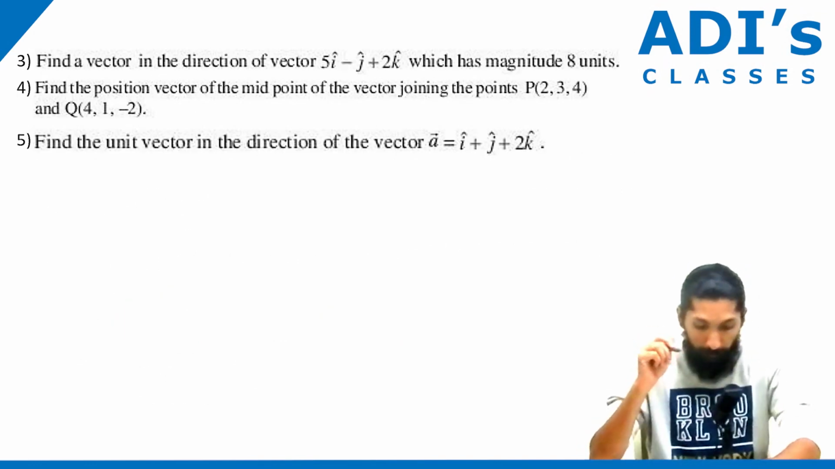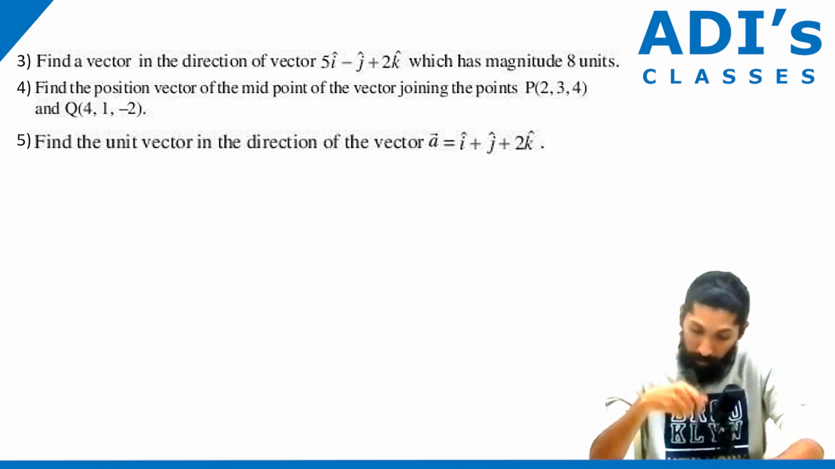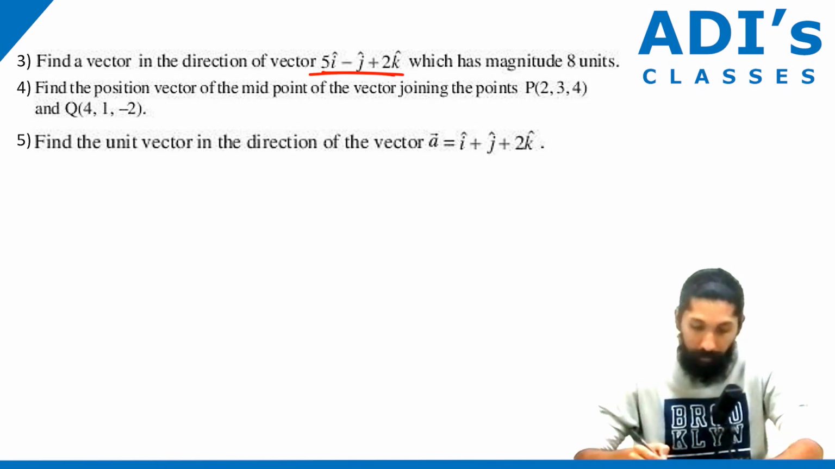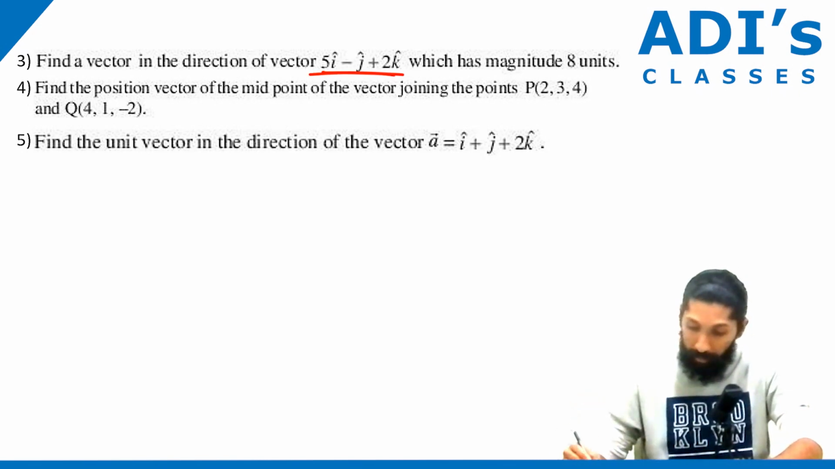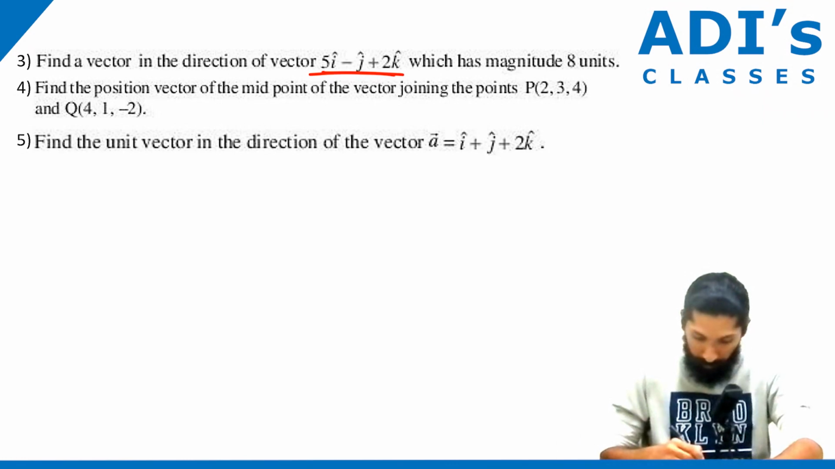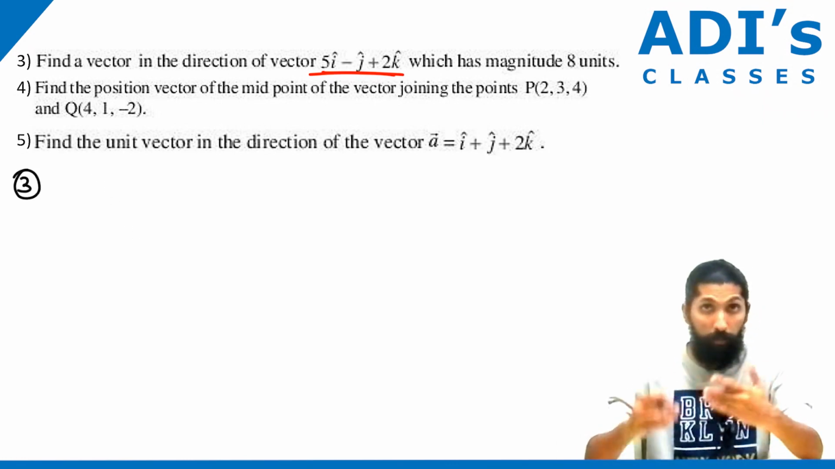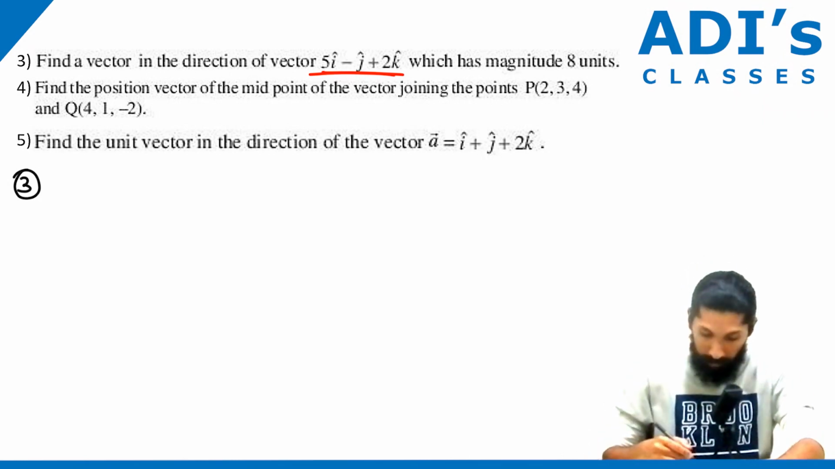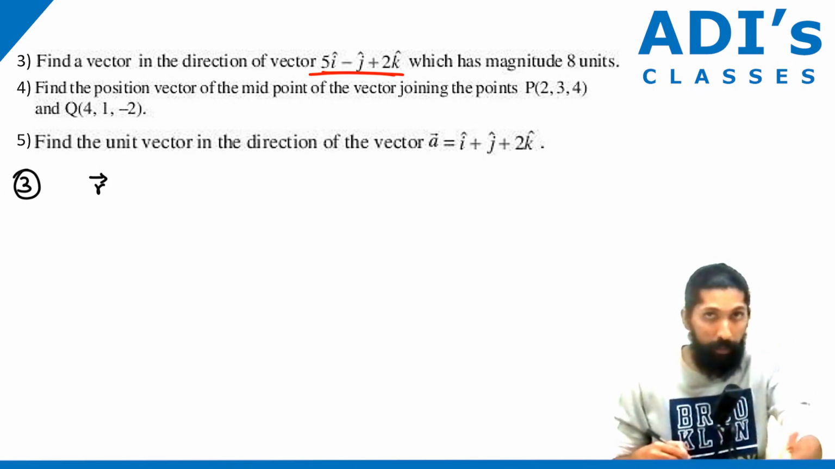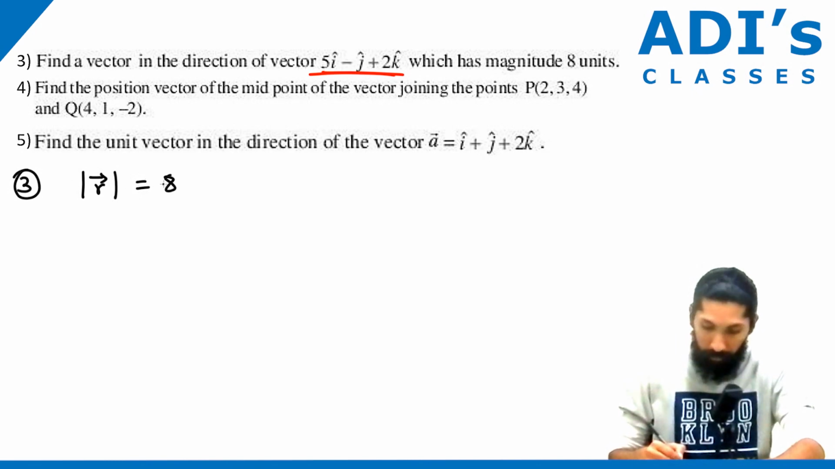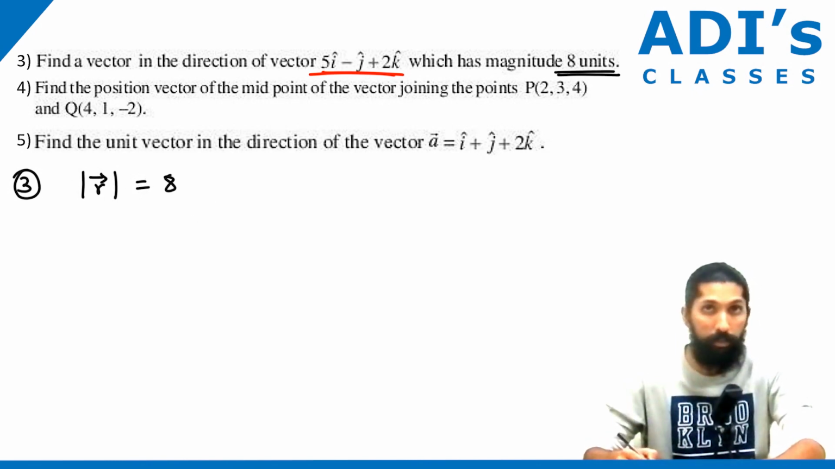See the third one. Find a vector in the direction of this particular vector. So remember, we are looking at this particular vector, which has a magnitude of 8 units. Okay, now here in the third one, let's assume that whatever vector we are trying to find out, that vector is vector r. So vector r is what you are trying to find out. Now here, mod of vector r is equal to 8, because they're telling magnitude of 8 units. So mod of r is equal to 8.